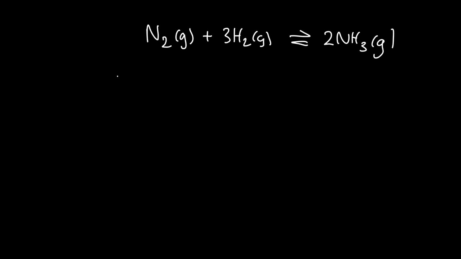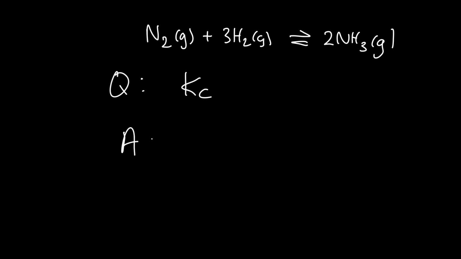So pretend you've got an equilibrium between nitrogen and hydrogen on one side and ammonia on the other side. This is the very famous Haber reaction here. Can you write the equilibrium constant for this? So go ahead and pause the video and try and write the equilibrium constant expression, and then unpause it and double check. Okay, so here we go.